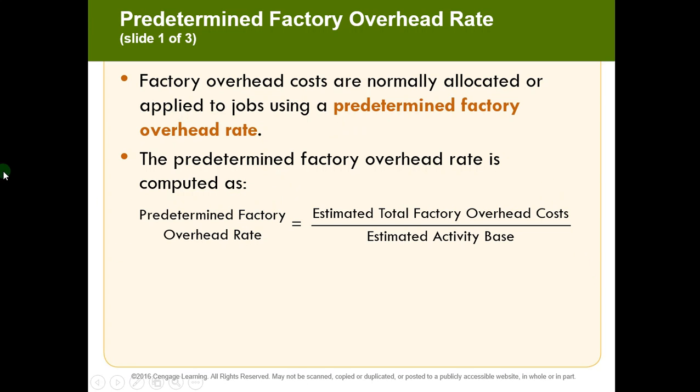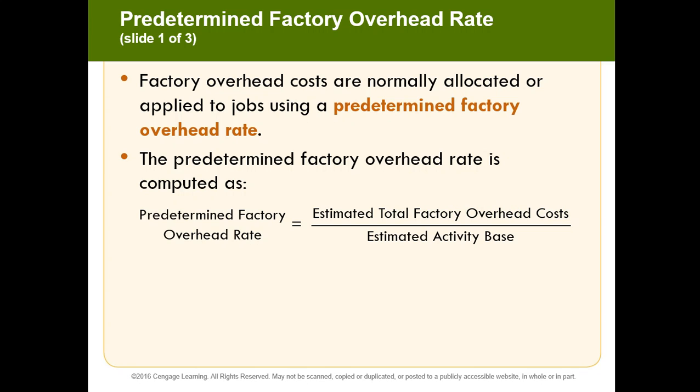And this is a formula that you're going to want to memorize. Right, so make sure you understand what we're doing here. In order to allocate overhead, we have to come up with a rate. So our predetermined overhead rate is made by estimating the total factory overhead costs that we believe we are going to have for the year.